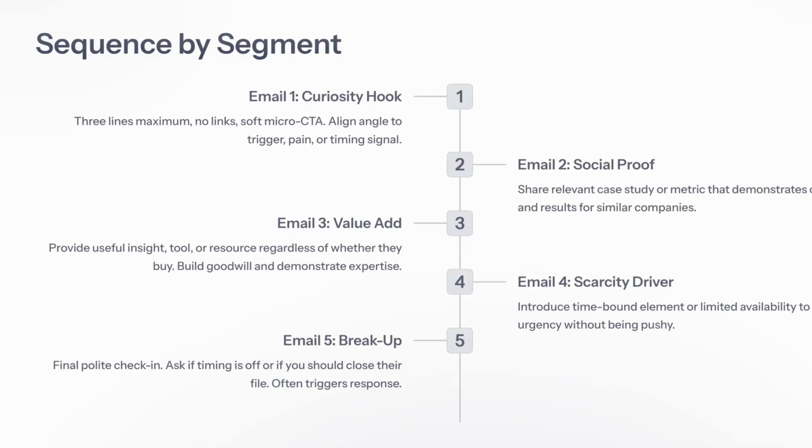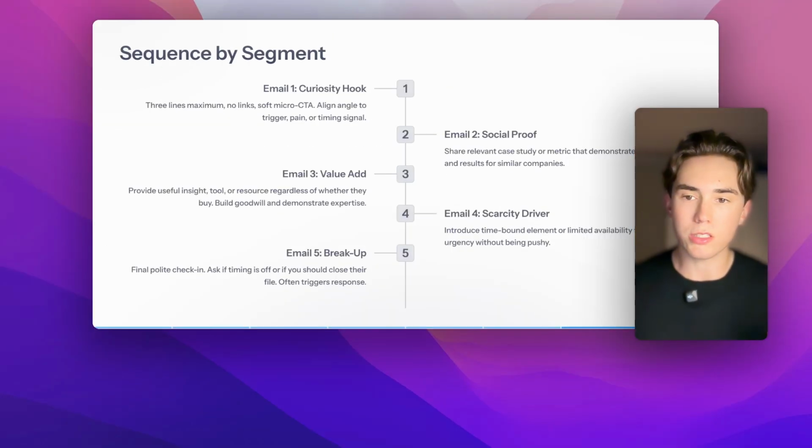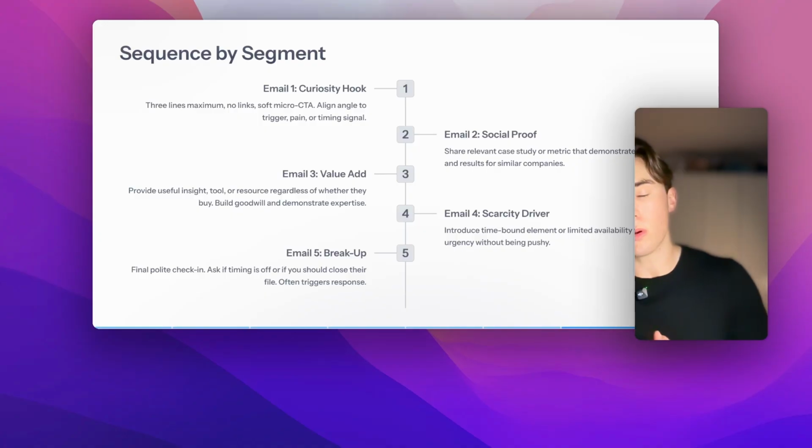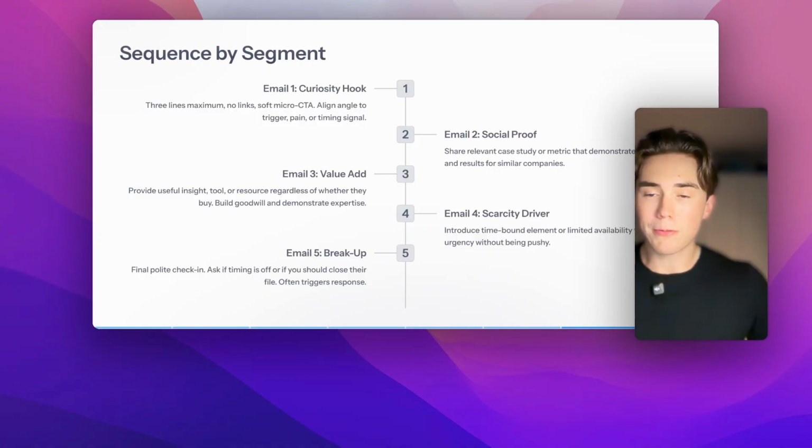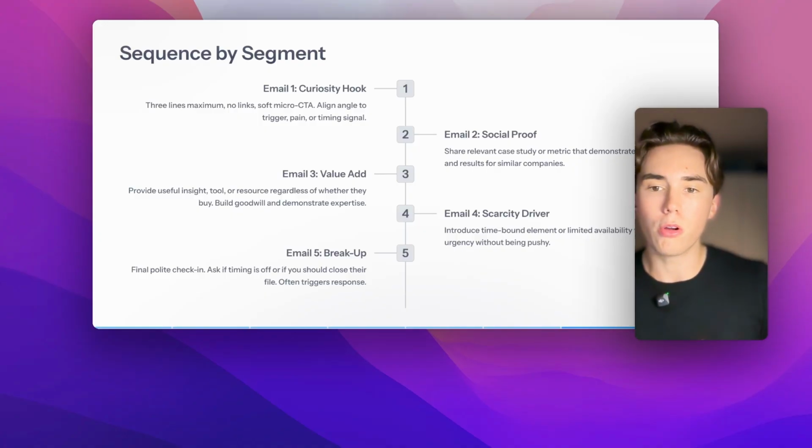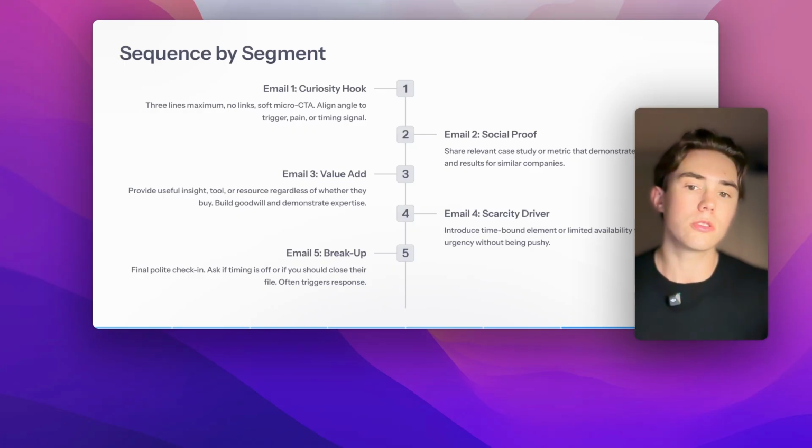You can sequence by segment. So email 1 is the curiosity hook. 3 lines maximum. You don't want to keep the email long at all. No links, absolutely no links. Soft micro call to action, and then align angle to the trigger, pain, or timing signal. So one of the 3.